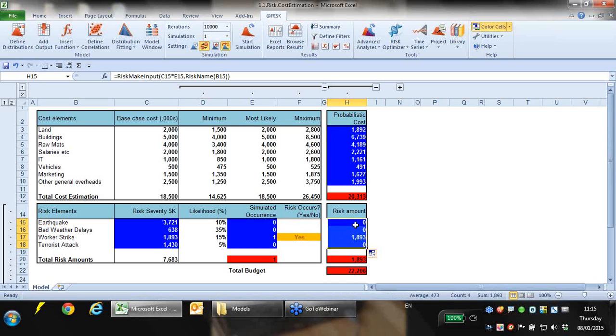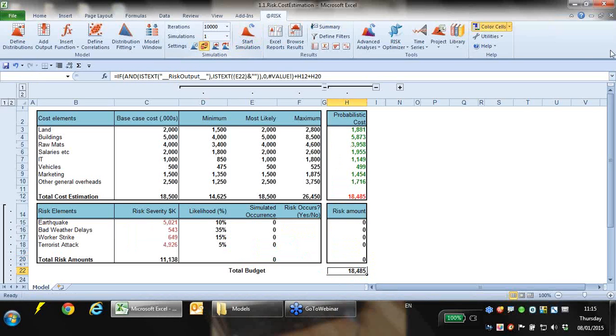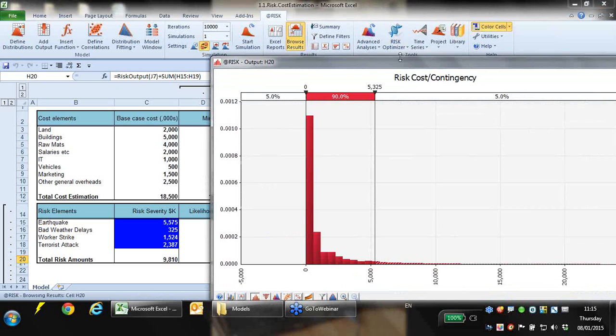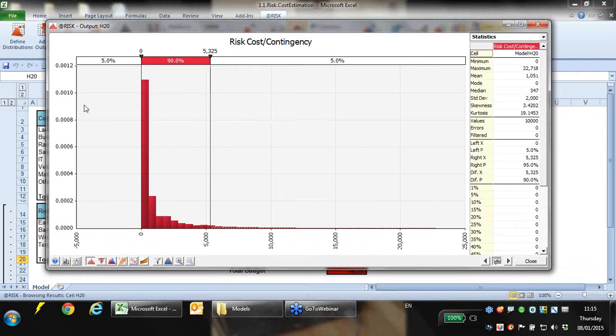Now we have this relationship between them. If the risk occurs, it gets counted. If it doesn't occur, it doesn't get counted. And now we can run a simulation for our risk register. If I click Start Simulation, then let's look at the results down here. So now this is my risk register, these are the samples from my risk register counted on here.